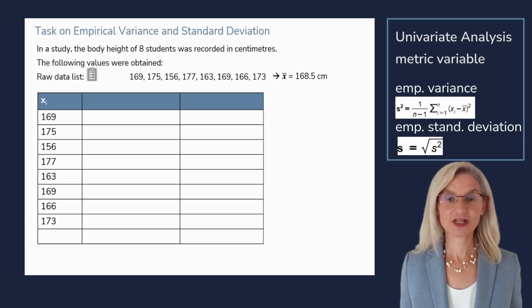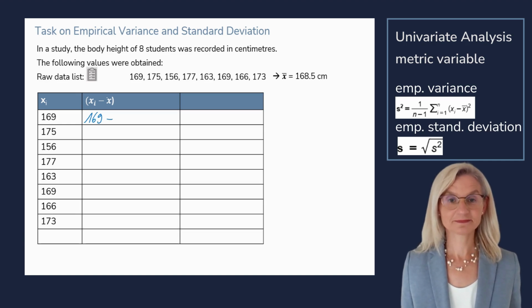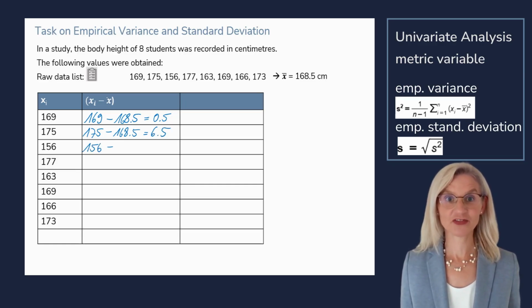Next, for each value, subtract the mean and write the result in the second column. For example, 169 minus 168.5 equals 0.5. 175 minus 168.5 equals 6.5. 156 minus 168.5 equals minus 12.5. And so on down to your last data point.